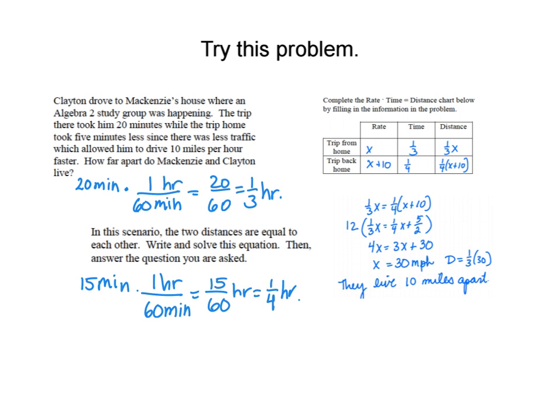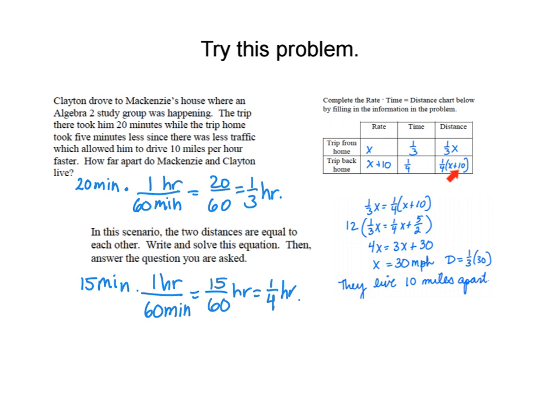And then the trip home, he did in 15 minutes. So again, I converted this to hours by multiplying by 1/60. So that was 1/4 of an hour. Now remember that rate times time equals distance. So X times 1/3 would be my distance, the trip from home on the way there. And the distance on the way back would be, again, my rate times my time. So 1/4 times X plus 10. Remember, X plus 10 has to be in parentheses.